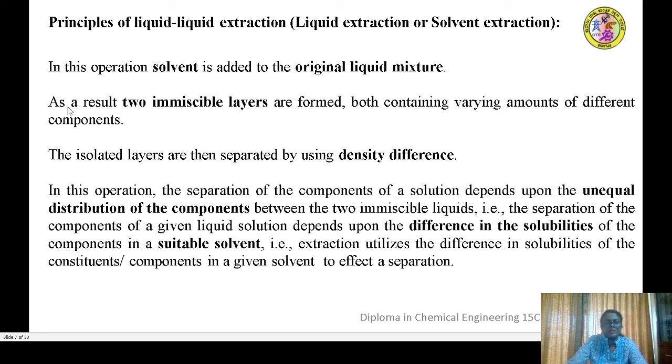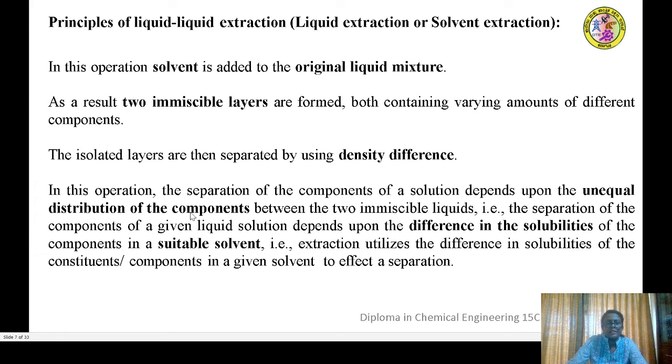That means, as I told you already, some of the components of the original mixture are highly soluble in the solvent and some others are much less soluble. Due to this fact, the components present in the system get distributed unequally between the two phases. So the separation of the components of the given liquid solution depends upon the difference in solubilities of the components in a suitable solvent.